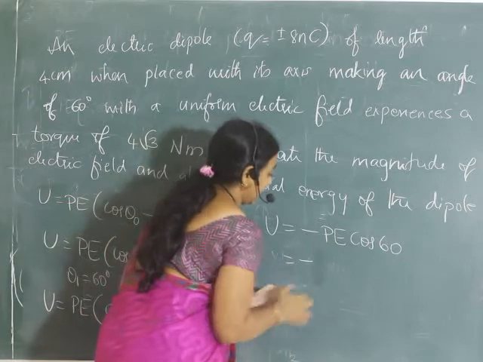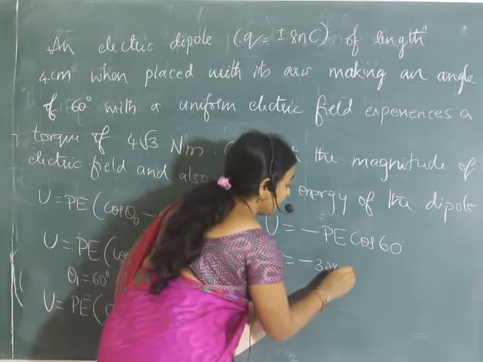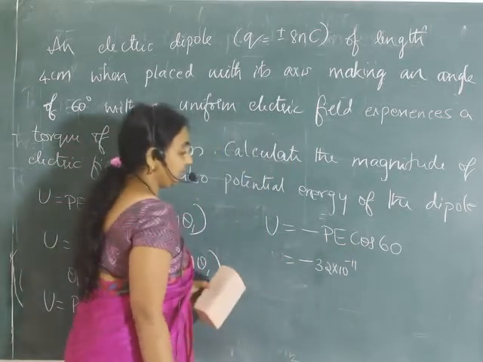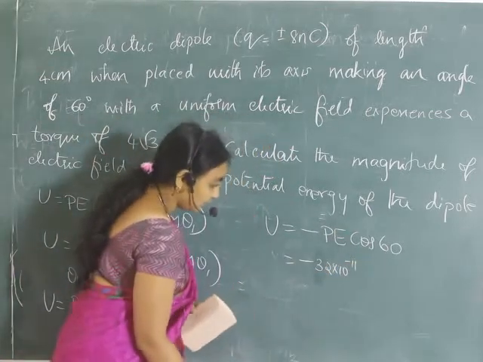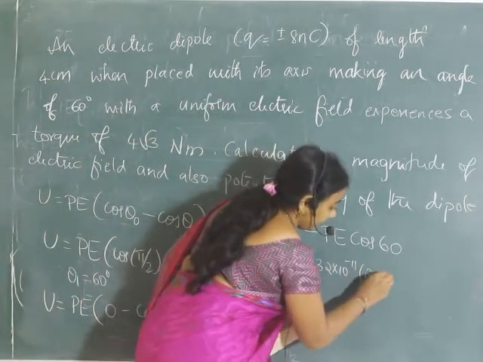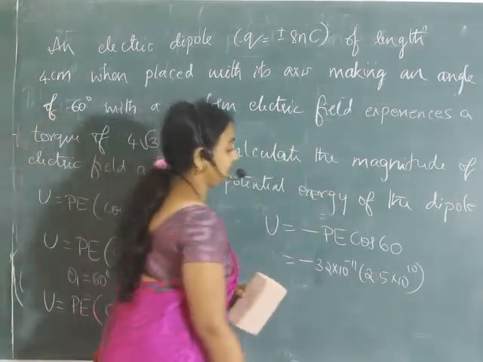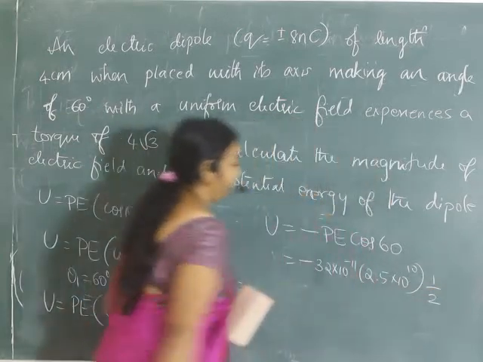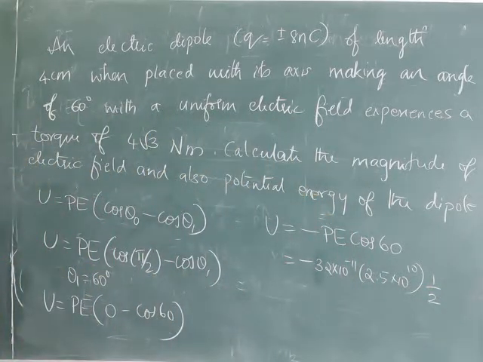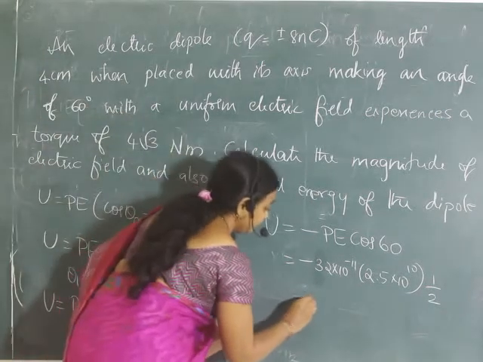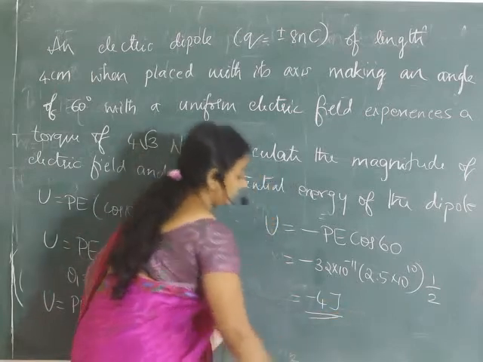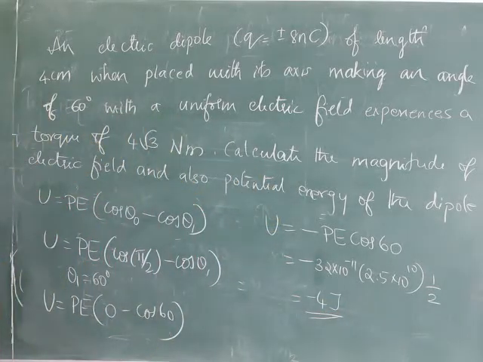minus 2AQ. 2A is 8. 32 into 10 to the power minus 11. Correct? E is how much we got? 2.5, correct? Into 10 to the power 10. Cos 60 is 1 by 2. What is the answer? We get minus 4 joules. Are you getting the same? U is equal to minus 4 joules.